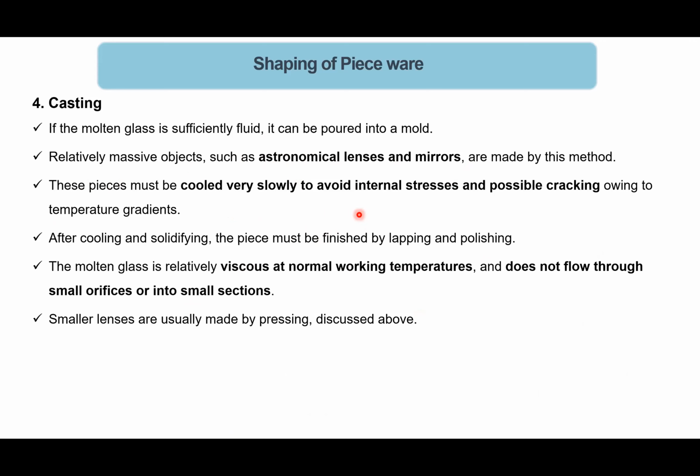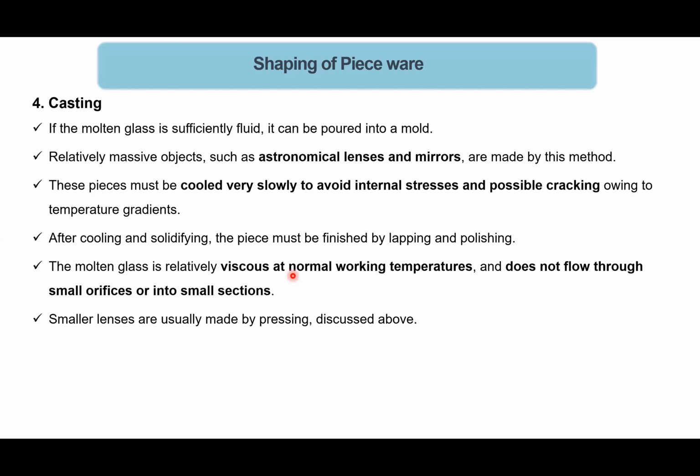That means first you have to melt the glass to a sufficiently fluid state, and then you put it into a mold of the shape you want to obtain. Then you allow it to cool very slowly so that no internal stress or cracking occurs during the cooling process. After cooling and solidifying, you need to finish it up for the final application of this material.